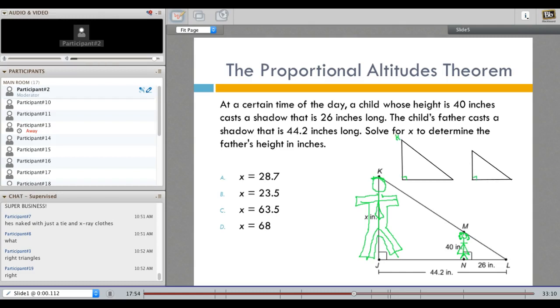This is the large one, KJL. And we know that the distance from K to L is 44.2. The x value is over here. That's the father's height. Then the small triangle is triangle MNL, where the child is at. We said it's a girl, and she's 40 inches tall. Her shadow is 26 inches.